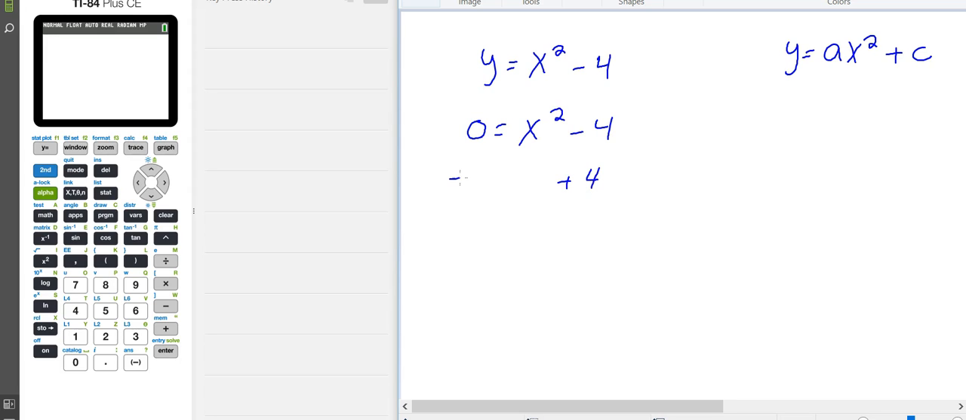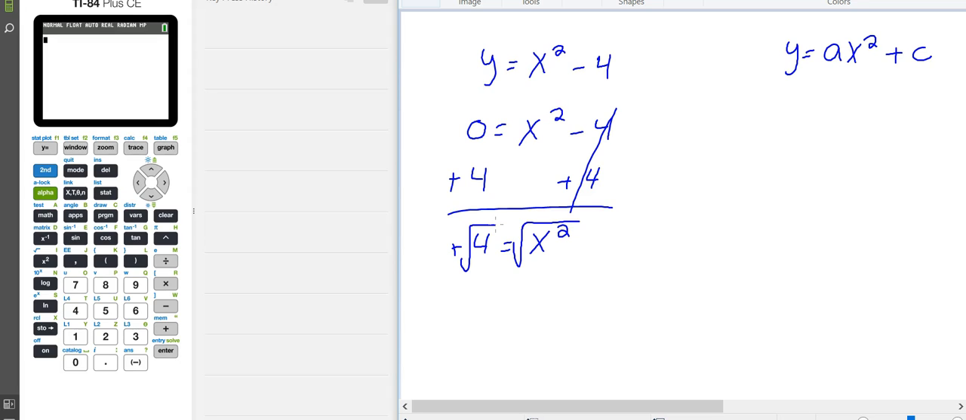Plus 4 to both sides to move it away from the x. Plus 4 and minus 4 cancel out. Plus 4 is equal to x squared, but we want x alone. So we take the square root of the x squared and the square root of the positive 4.